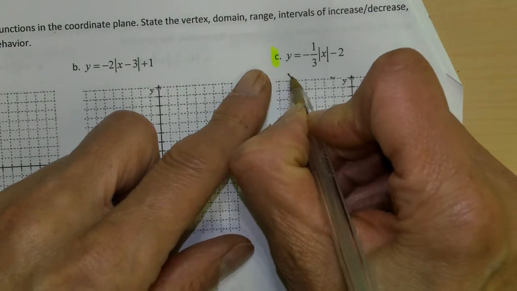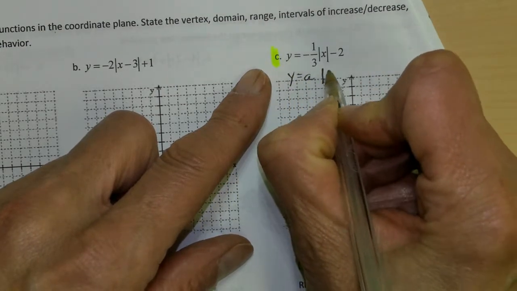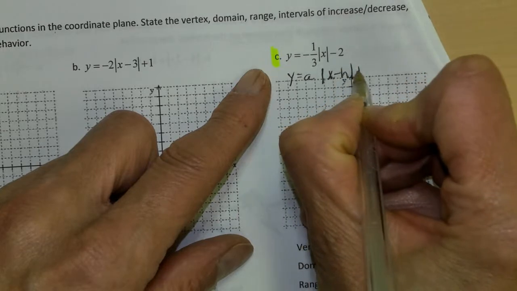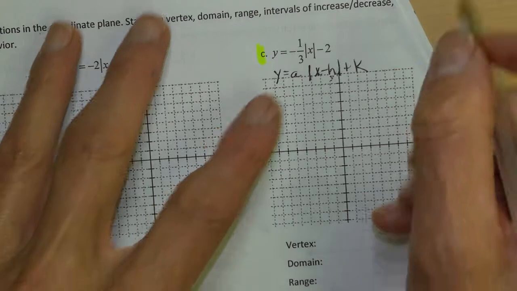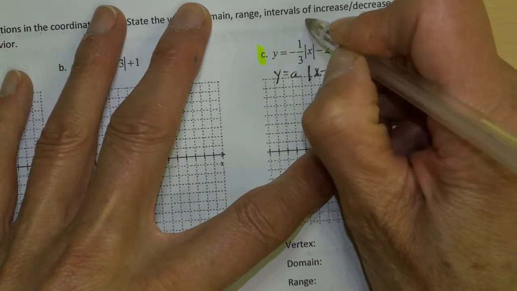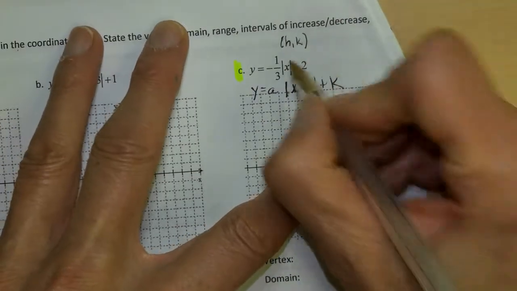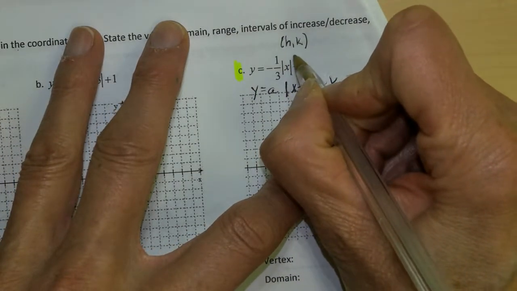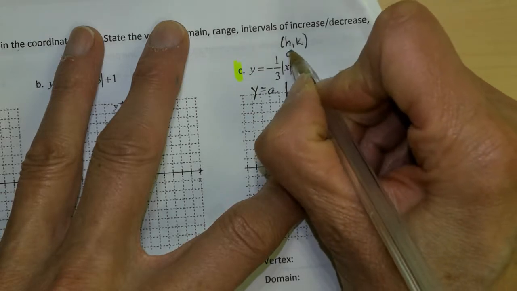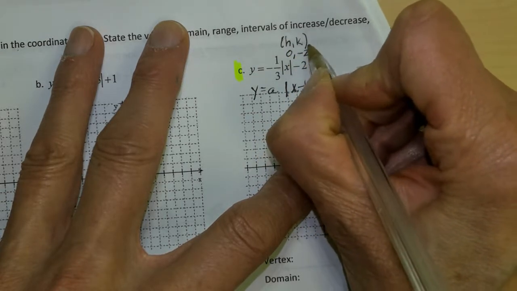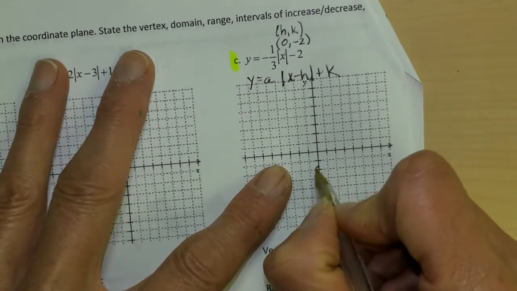I'm looking at this as y is equal to a absolute value of x minus h plus k. So I'm going to get my vertex. My vertex comes from the h, k. This is the same as x plus 0 because there's no h inside. So my h is 0 and my k is -2. So that means I'm going to go to 0, -2.